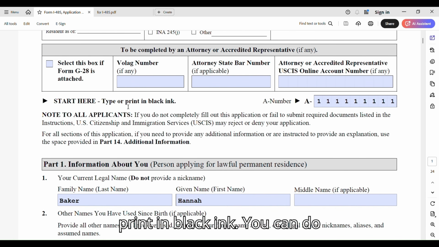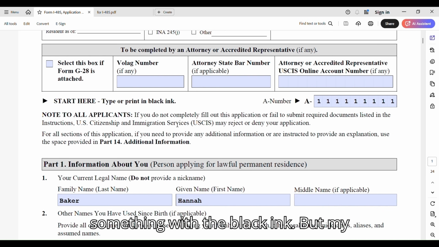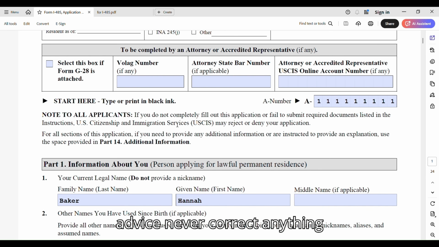Type or print in black ink. You can do both. You can type and then when you print it, you can add with black ink if you miss something. But my advice, never correct anything that's already been typed.